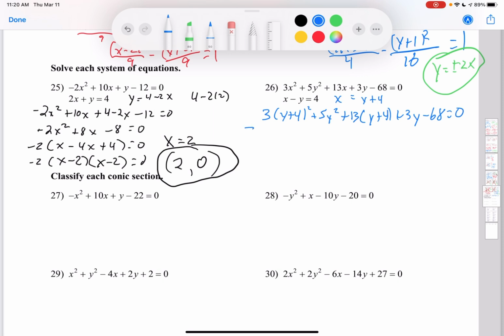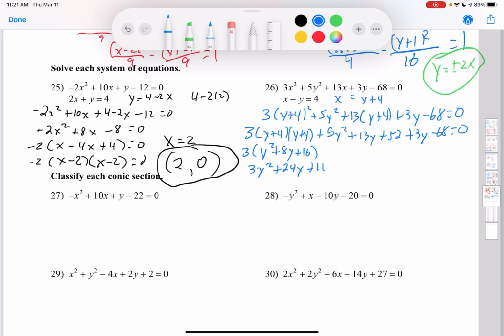Oh, fun. So 3 times y plus 4 times y plus 4 plus 5y squared plus, I'm going to distribute, 13y plus 52 plus 3y minus 68. So this is 3 times, that's y squared plus 4y is 8y plus 16. So that's 3y squared plus 24y plus 16. I just kind of skipped a step there, but whatever, plus 5y squared plus 13y plus 52 plus 3y minus 68. What are the chances that I've done this right?